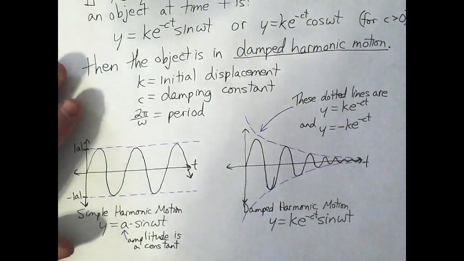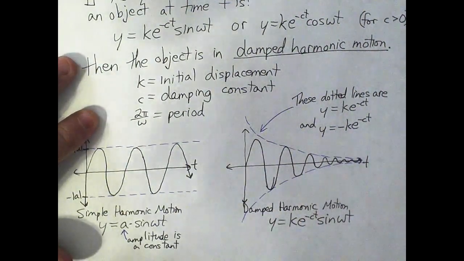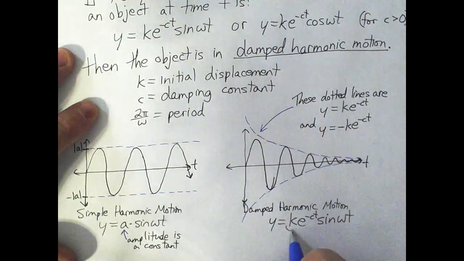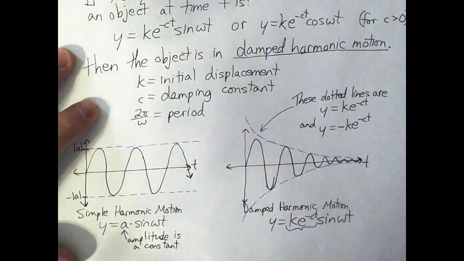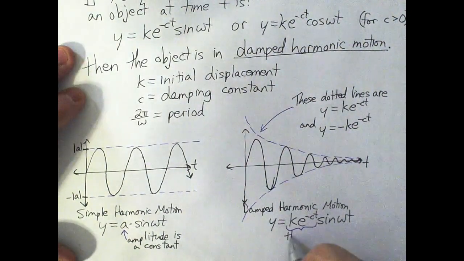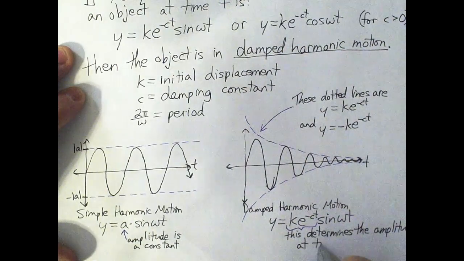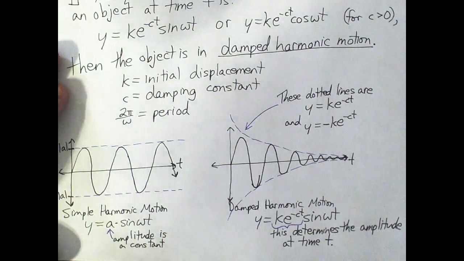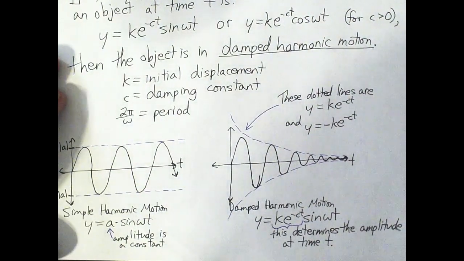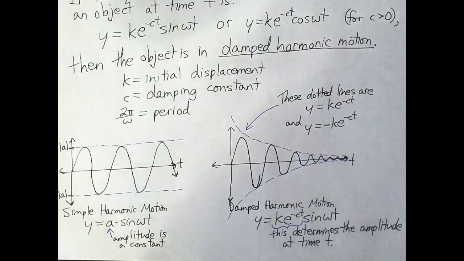For damped harmonic motion, what's the number out front? The number out front is this whole thing. Instead of just A, we have this whole thing out front. And this determines the amplitude at time t. So the amplitude is changing over time. It starts off loud and gets quieter and quieter as time passes.